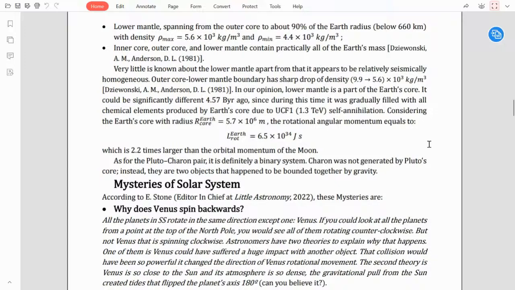As for the Pluto-Charon pair, it is definitely a binary system. Charon was not generated by Pluto's core. Instead, they are two objects that happened to be bound together by gravity.